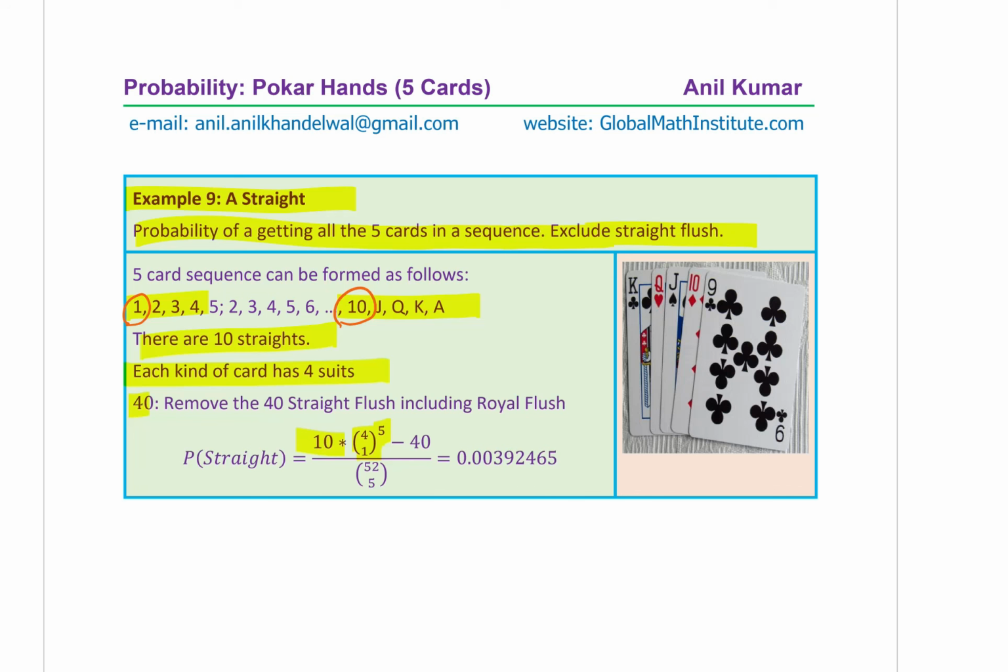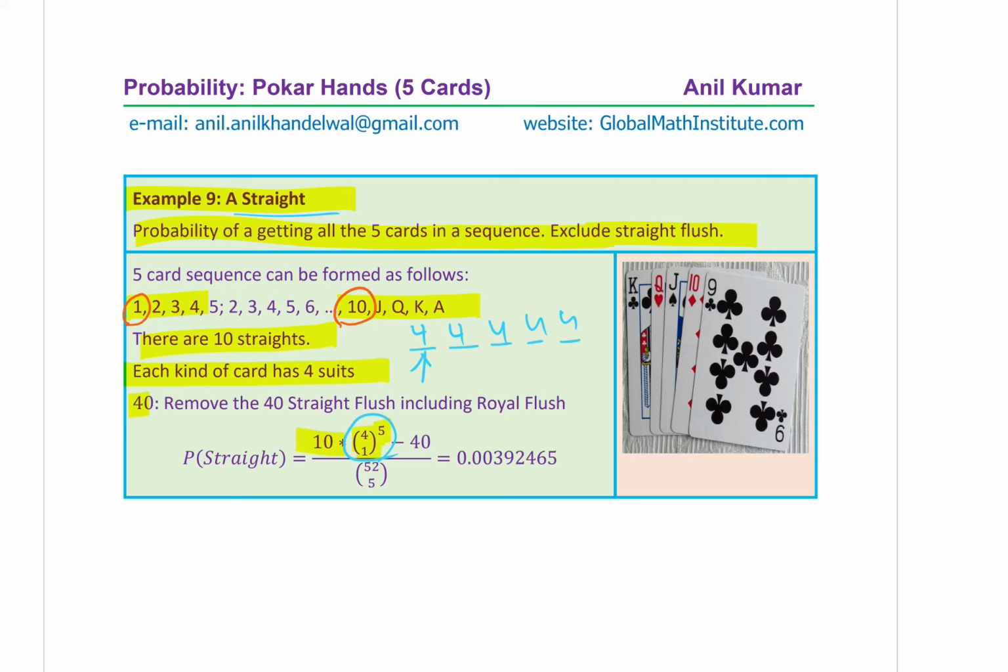So at every place here, 1, 2, 3, 4, 5, we know we are having 10 of these, but at every place we have a choice of choosing any of the 4 suits. Do you see that? They are not of the same suit. They are not flush straights. But in general, the choice is 4. That gives you 4 to the power of 5 right there. So 10 times 4 to the power of 5 gives you all possible straights.